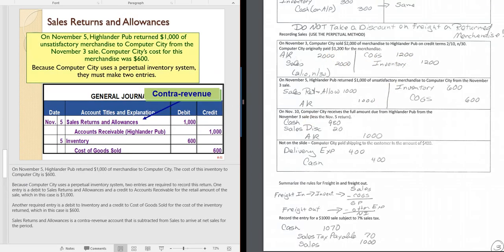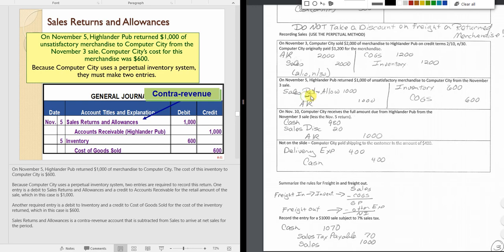Okay, next one. What happens if they then returned it? Basically, we flip these two journal entries with a little bit of an exception. I'm going to debit sales returns and allowances and credit accounts receivable. I'm going to flip this, but I want to keep track of how much is being returned. So I alter the account slightly by calling it sales returns and allowances. This is a contra revenue. Notice sales is a revenue.